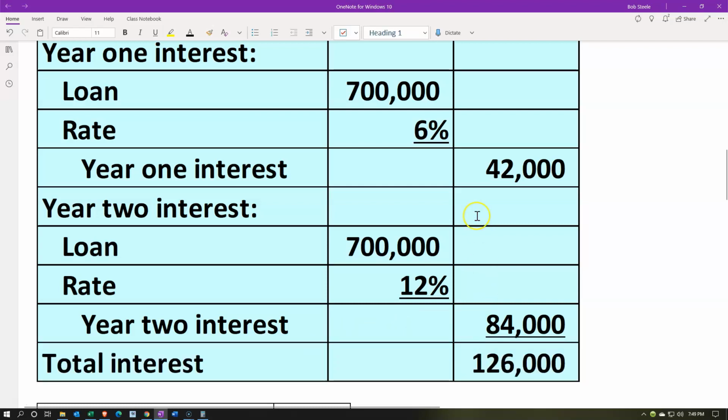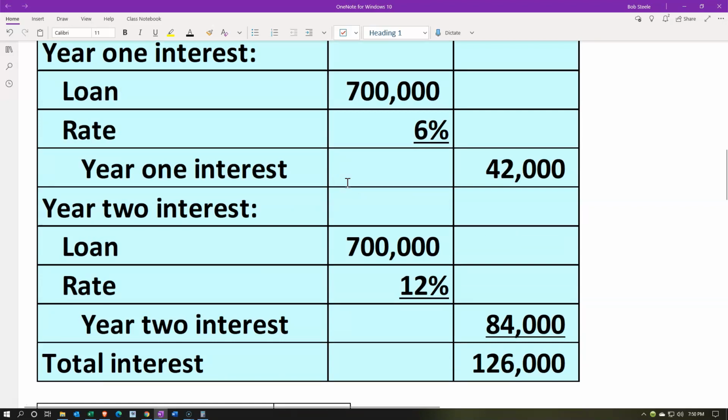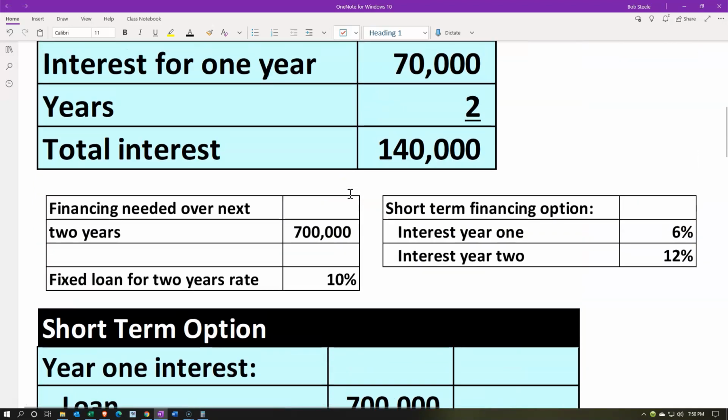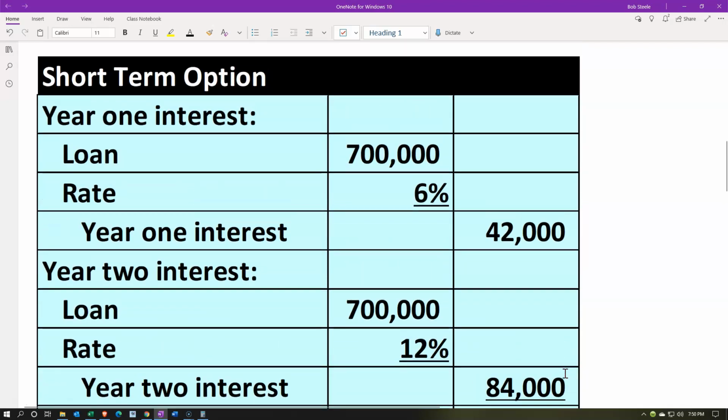Adding those two up, that means over the life of the loan, we paid the $126,000, the $42,000 and the $84,000. We paid the $84,000 at the end of year two, and we would have to pay back the original $700,000. The principal would have to be paid back at that point as well. So you can see in this case, then the short-term option is going to be better here.